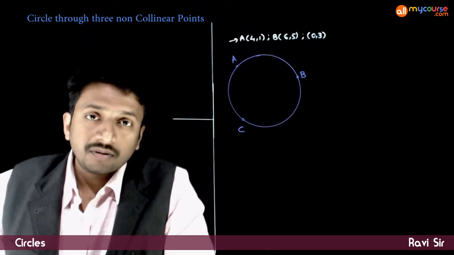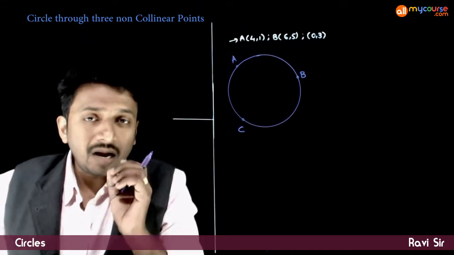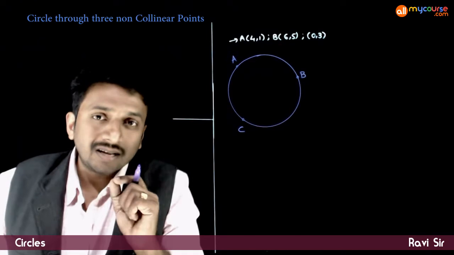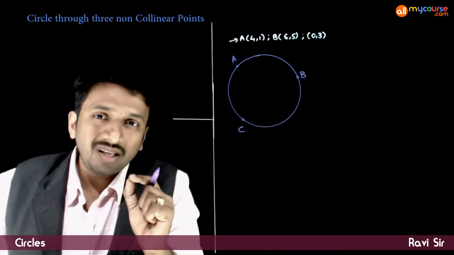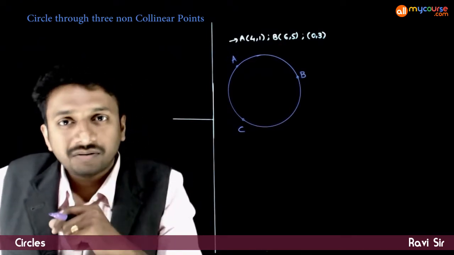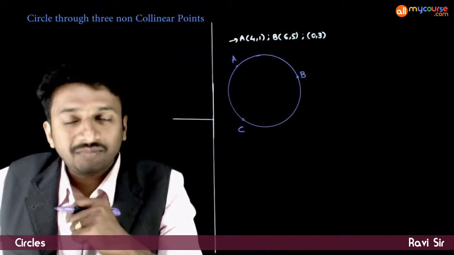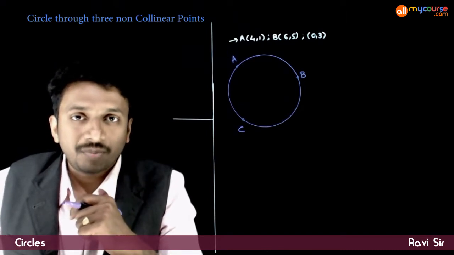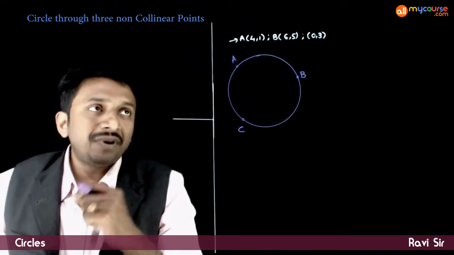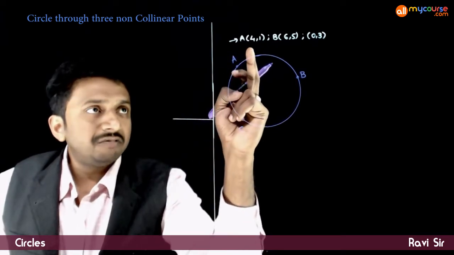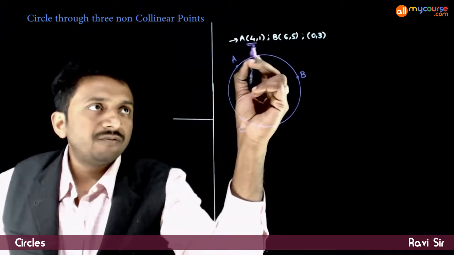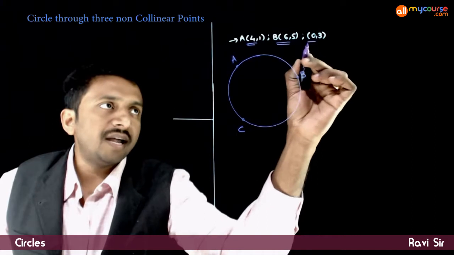Welcome students. In this video, let us look at how to find a circle passing through three given non-collinear points. So let us take an example to understand this topic. If you are asked to find a circle which passes through the points (4, 1), (6, 5) and (0, 3).